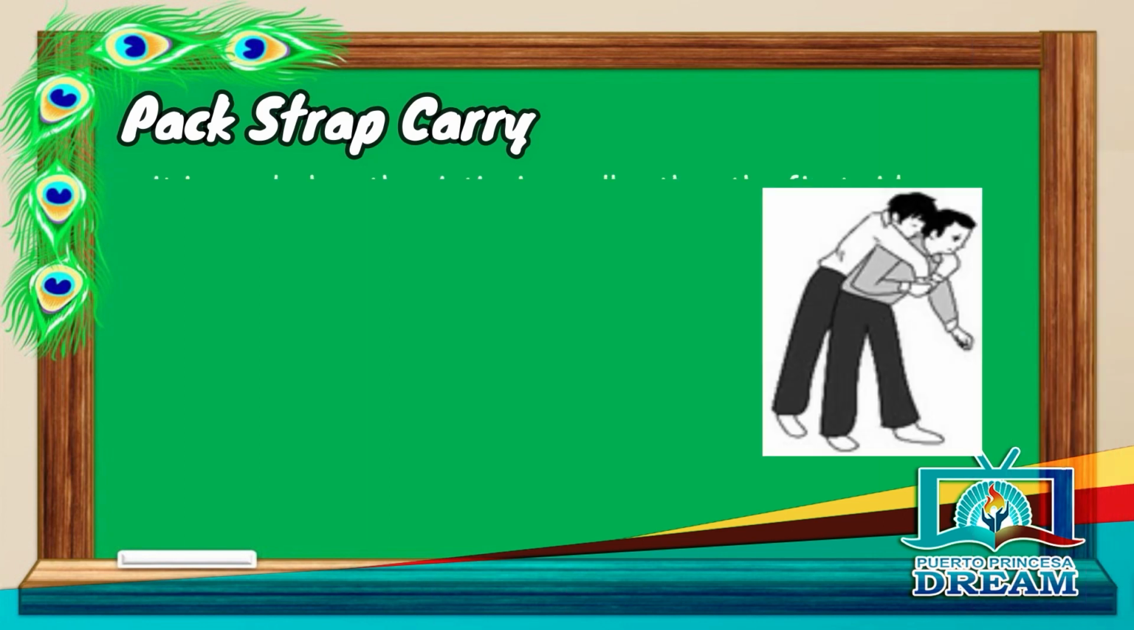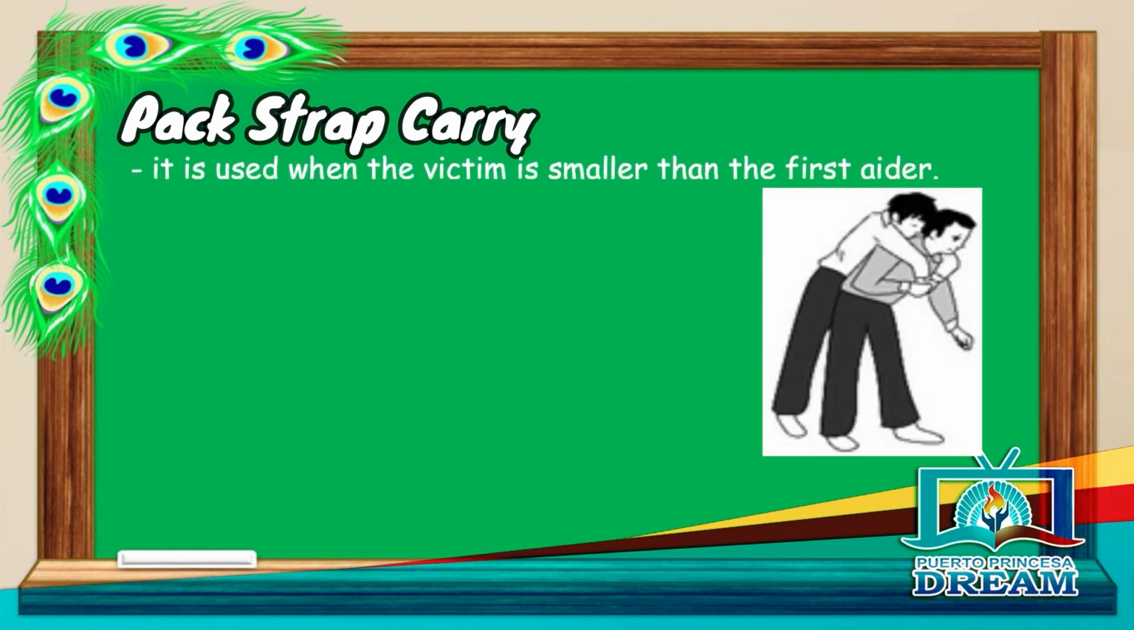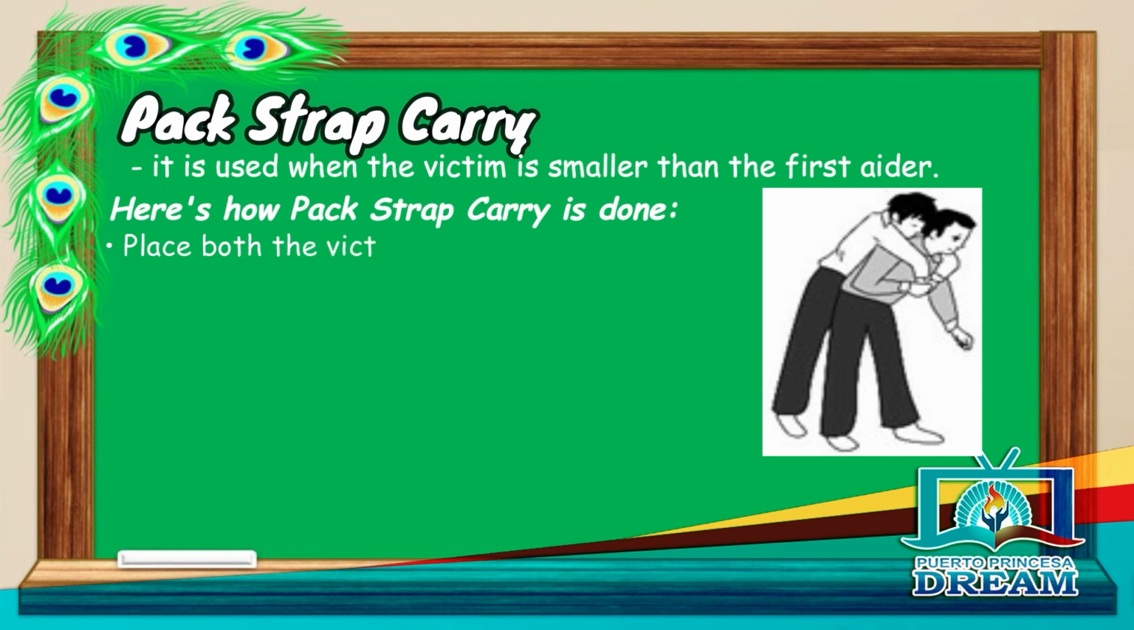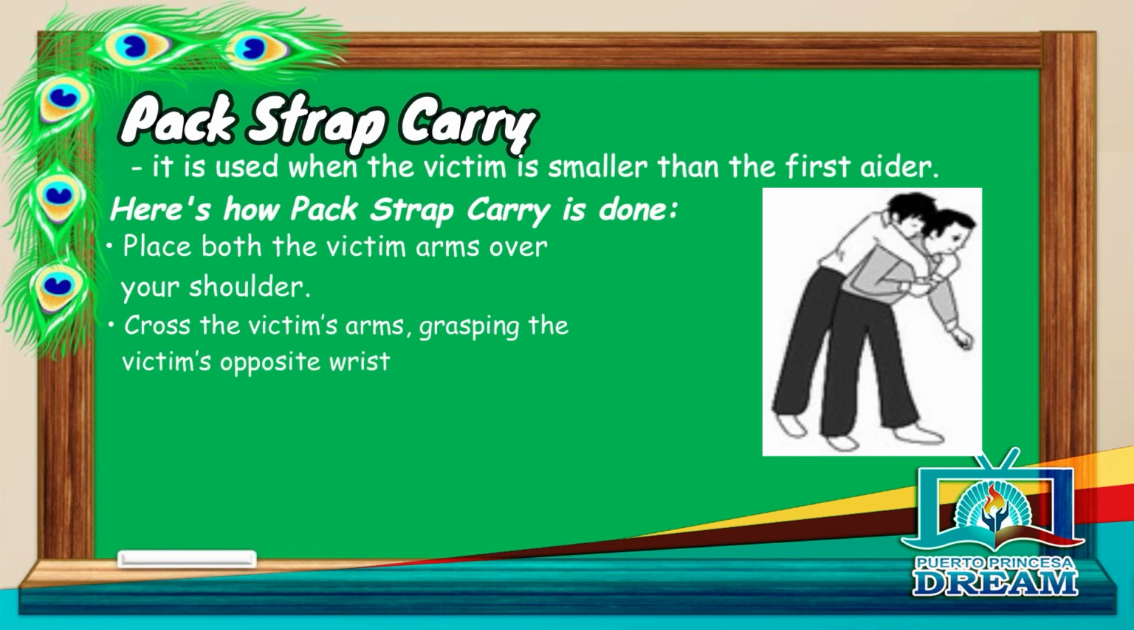Backstrap carry. It is used when the victim is smaller than the first aider. Here's how backstrap carry is done. Place both the victim's arms over your shoulder. Cross the victim's arms, grasping the victim's opposite wrist.